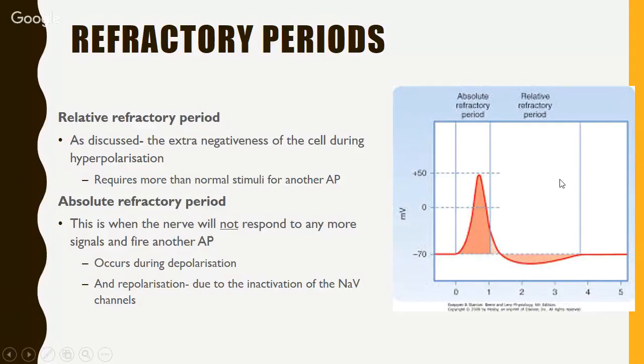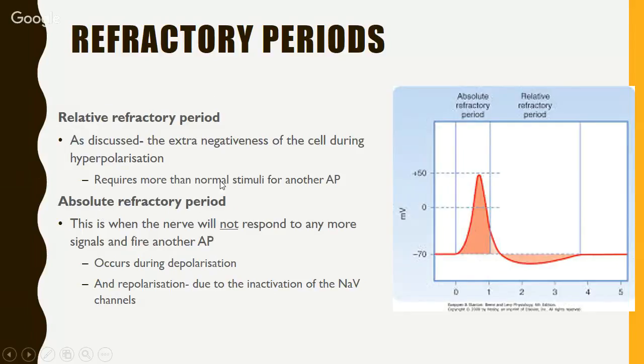But it also means that if you need a lot of impulses going at once, for example when you're lifting a really heavy weight and you need all of your muscles to contract, that's when this can be overturned. You have a lot of stimulus, and it's going to go all the way back up and have another action potential. That's a relative refractory period. It's relative because it can be overcome.